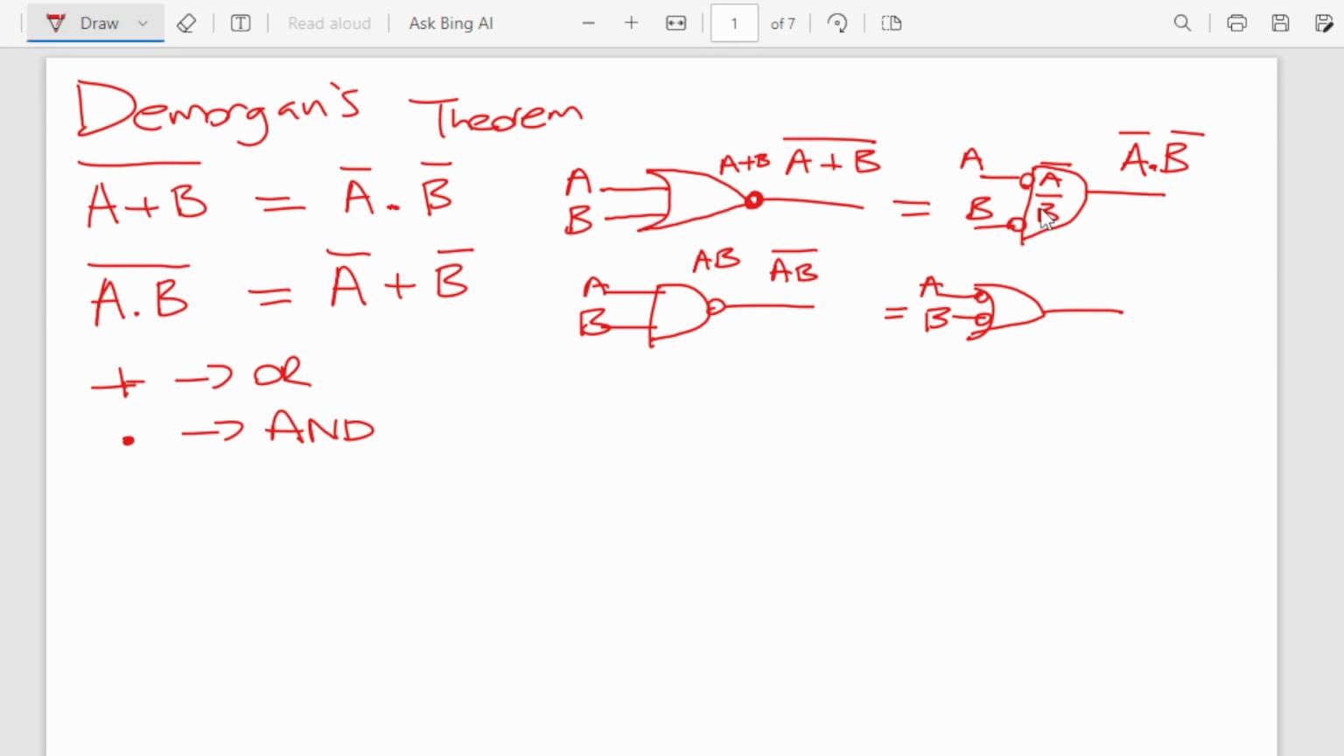The way you can test if they're equal is to draw the truth table for each of them and then determine if the truth tables are the same. So let's go ahead. We'll start by drawing the truth table for an AND and an OR gate. So let's draw the truth table for the AND gate.